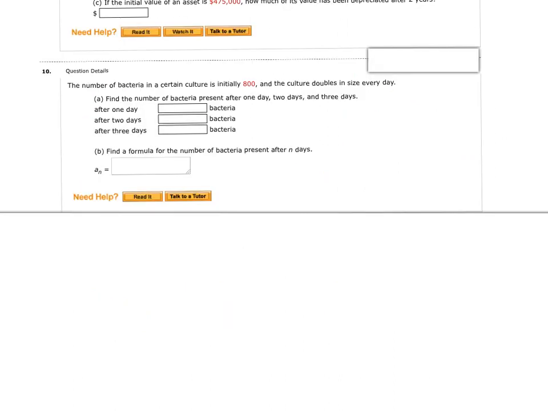All right, next up here it says we got a bacteria with 800 bacteria, and it doubles in size. So it's initially 800, so that's at day 0. Then at day 1, it's going to be 1600, and then 3200, and then 6400. So then our formula for this, I know that r is 2 because it's doubling every time. And then I know that I would use my a sub 0 version, so I could say 800 times 2 to the power of n.